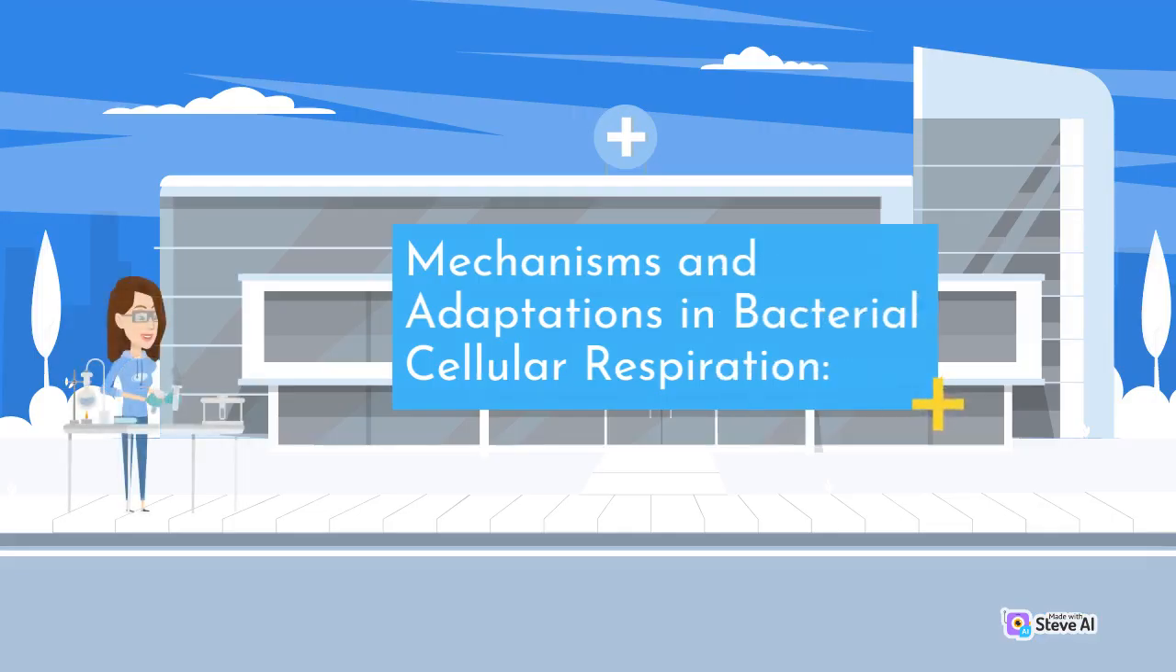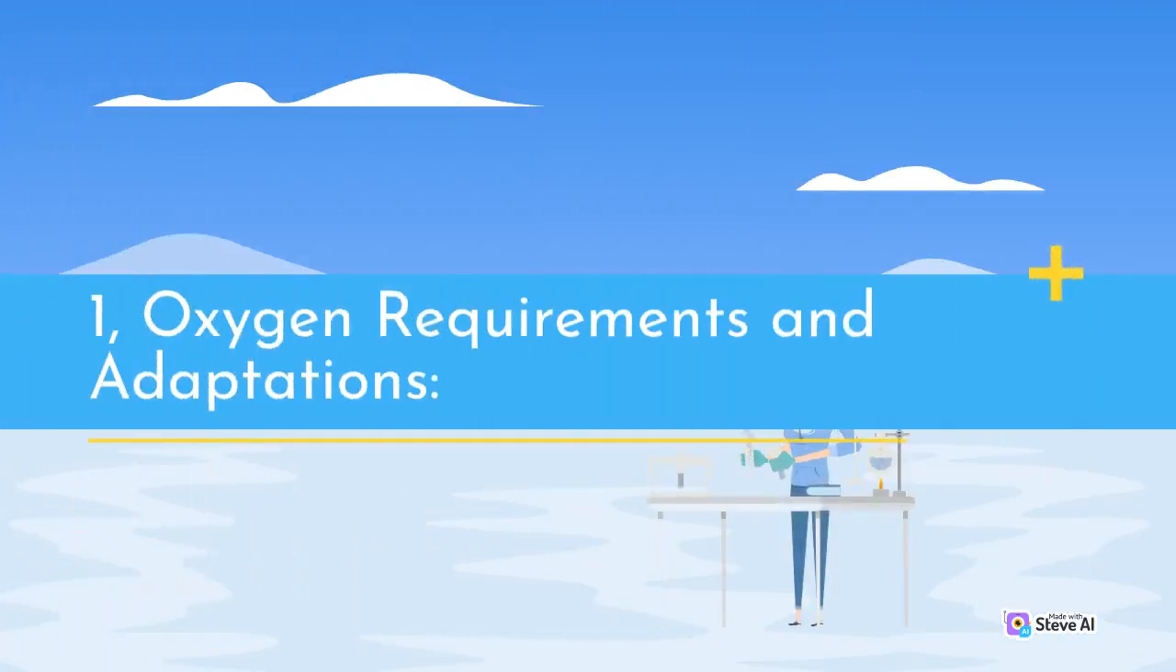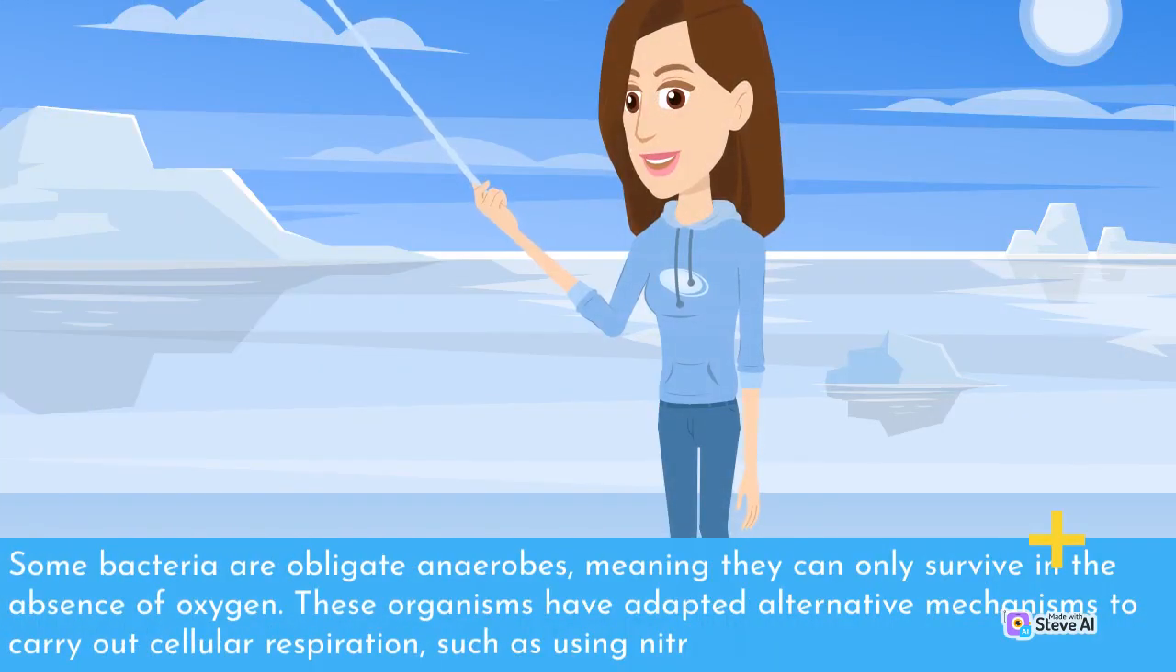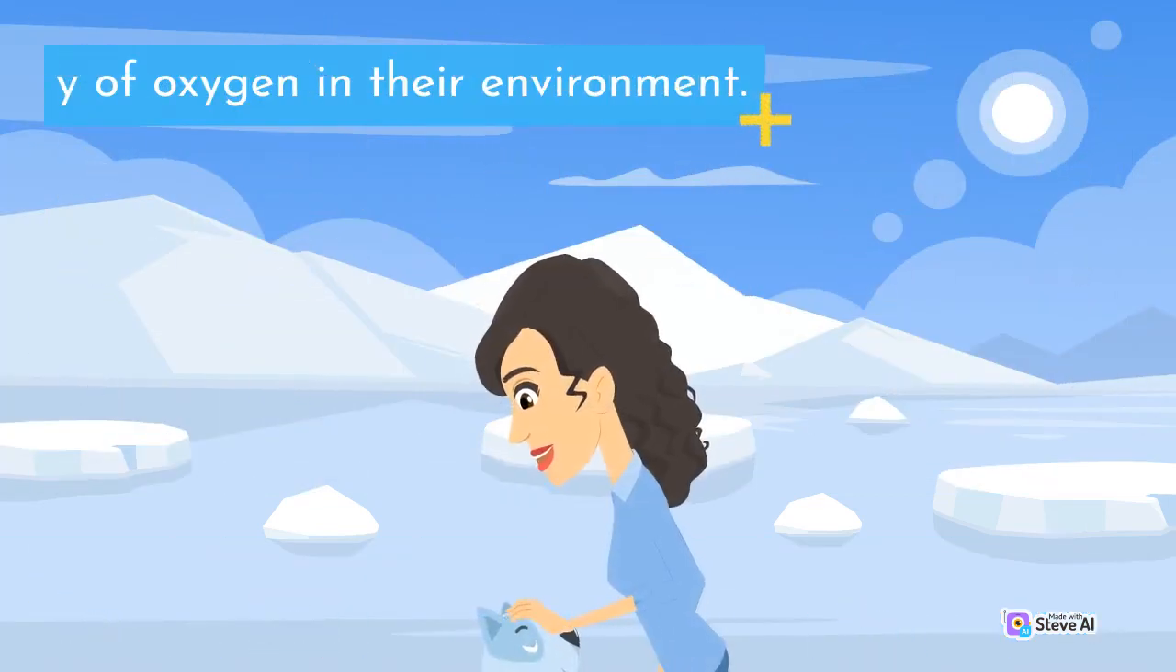Mechanisms and adaptations in bacterial cellular respiration. 1. Oxygen requirements and adaptations. Some bacteria are obligate anaerobes, meaning they can only survive in the absence of oxygen. These organisms have adapted alternative mechanisms to carry out cellular respiration, such as using nitrate or sulfate as electron acceptors in anaerobic respiration. On the other hand, facultative anaerobes can switch between using oxygen and alternative electron acceptors depending on the availability of oxygen in their environment.